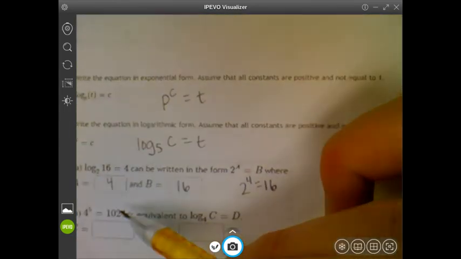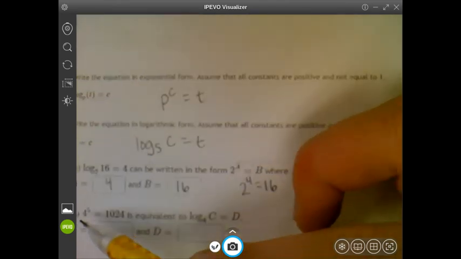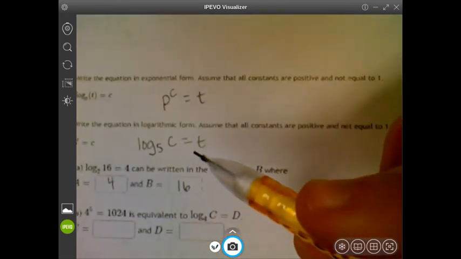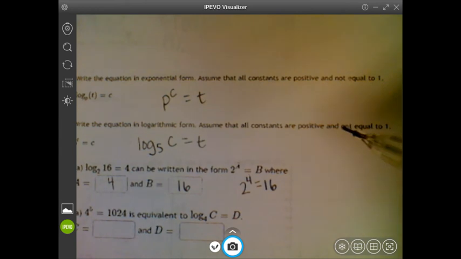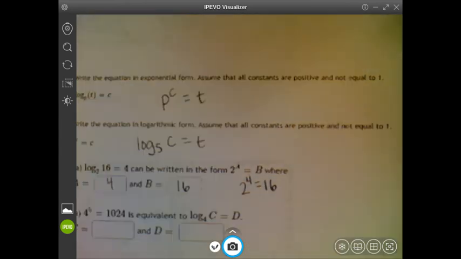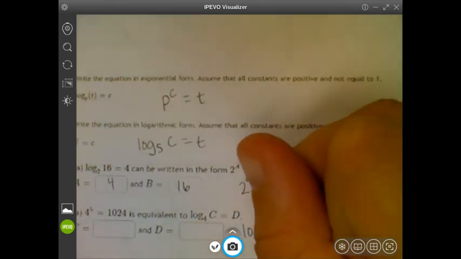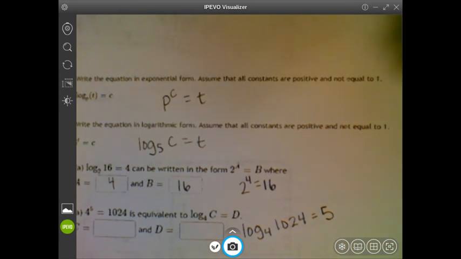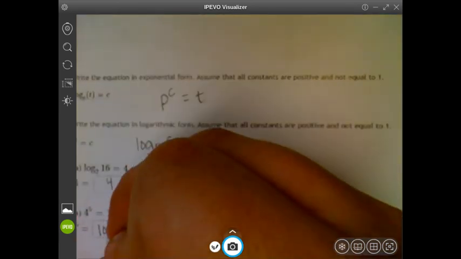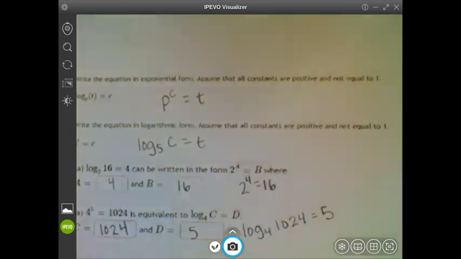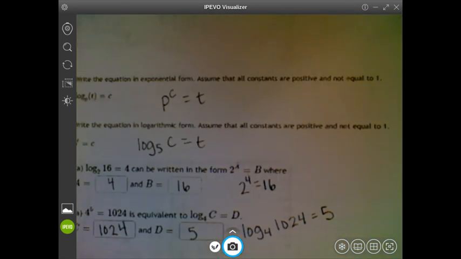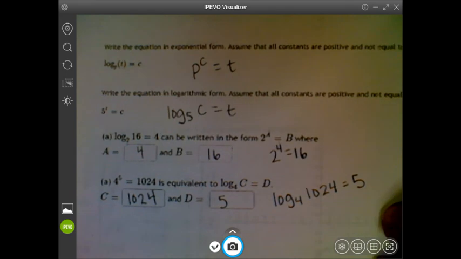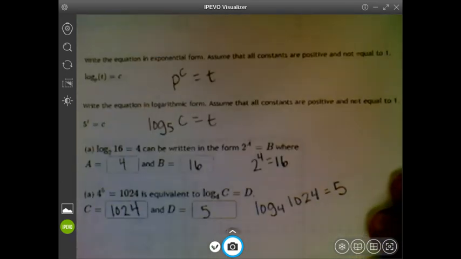All right, next one is going the other direction. 4 to the power of 5 equals 1024 is equivalent to log base 4 of C equals D. And they want to know what C and D are. And so you're just going to convert. Log base 4 of 1024 is going to be equal to 5. So C would be the 1024, and D would be 5. All right, so just a couple of My Open Math questions that you could see about the converting process there.